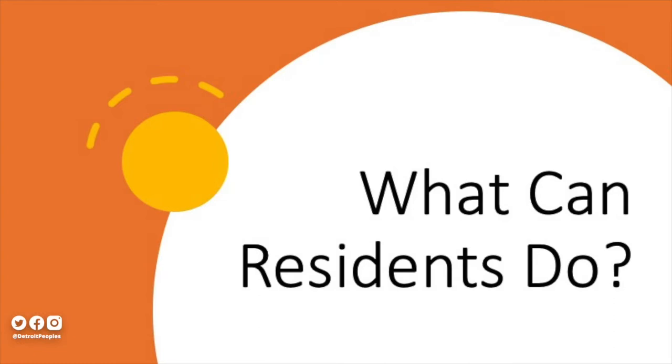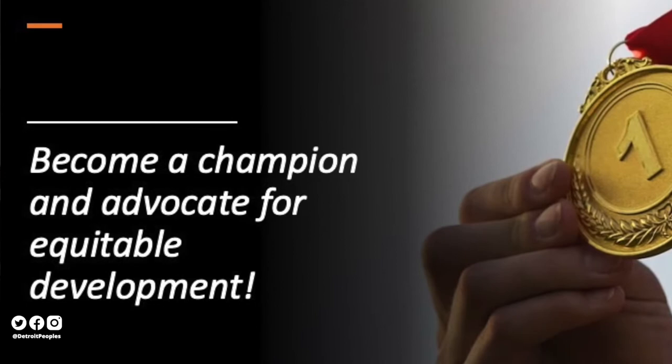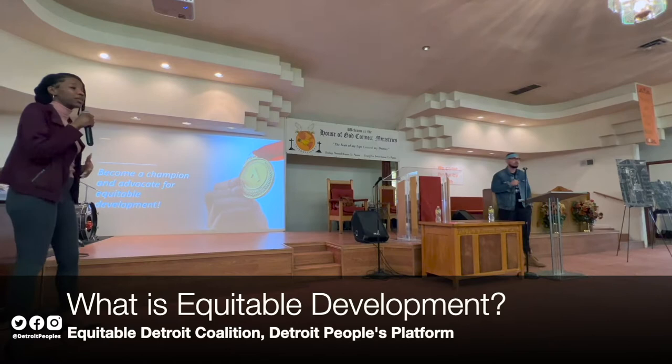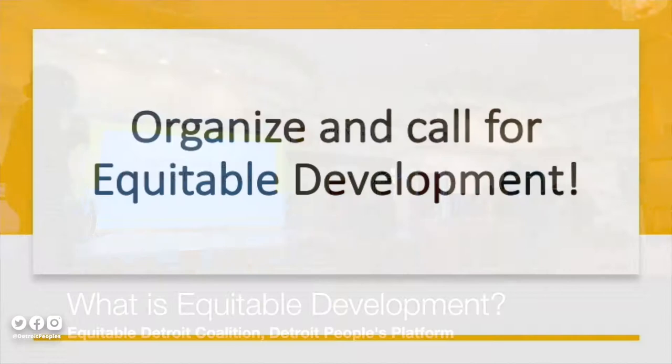So what can residents do? Next slide. First thing, become a champion and advocate for equitable development in your community. You don't have to necessarily show up at every single community meeting to do that, but it does mean that when you do show up, you remain an advocate for equitable development and constantly think about these projects and many of the ways that we discussed here today. Next slide. And that means organizing and calling for equitable development.